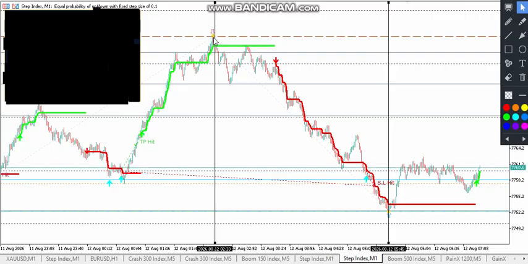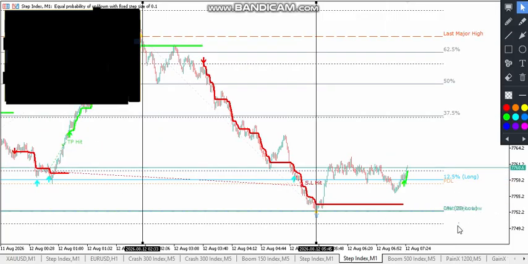We have the higher high and the lower low. As we can see here, we have our last major high at this particular level, and our last major low at this particular level. So it helps us to understand the trend of the market. And for you to make the combination of these indicators, you have to understand how it works.